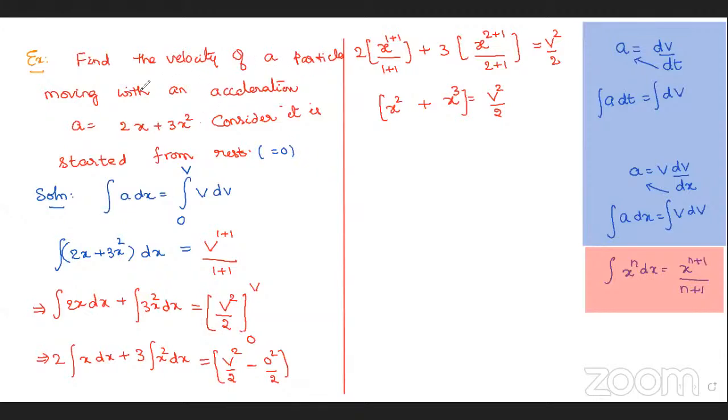Find the velocity of a moving particle with an acceleration is equals to how much? Find the value at x is equals to, better I write here only. You may get some confusion here. Find the velocity of a particle moved with an acceleration this much, at x is equals to say 2 meters. It started from rest, better I write here to avoid the confusion, at x is equals to 0 meters. Now is it clear?